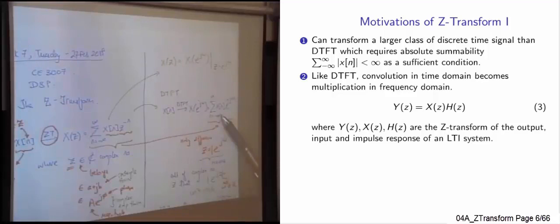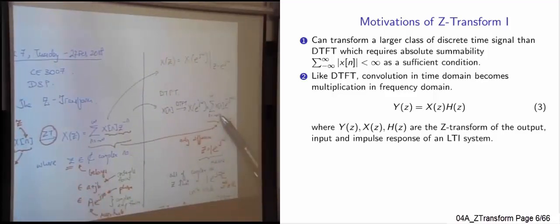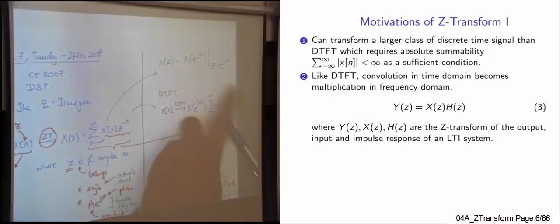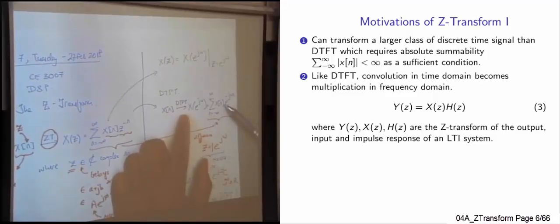What will happen? It is the value multiplied by a complex exponential. Since the value doesn't die fast enough, the keyword is fast enough, then this sum doesn't give you a number. It goes to infinity. And when it goes to infinity, we say that the discrete time Fourier transform of the sequence does not exist. That's what it means in this statement.